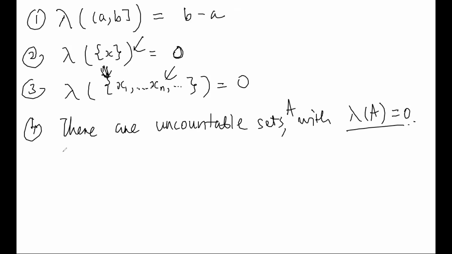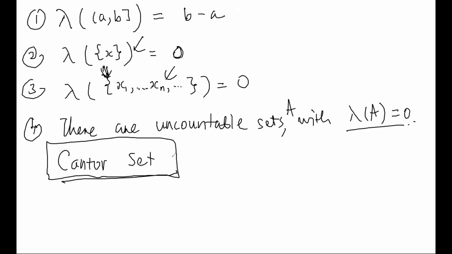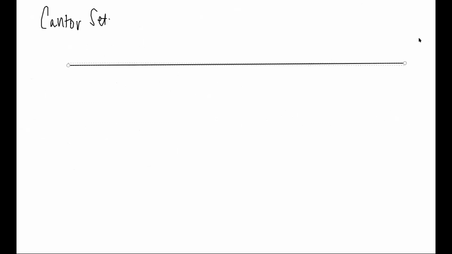Okay, so the example that we're going to talk about is the Cantor set. Okay, which is a very well-known example here. So let's look at the example of the Cantor set. So, okay, you build the Cantor set like this. This is 0, and this is 1, yeah?